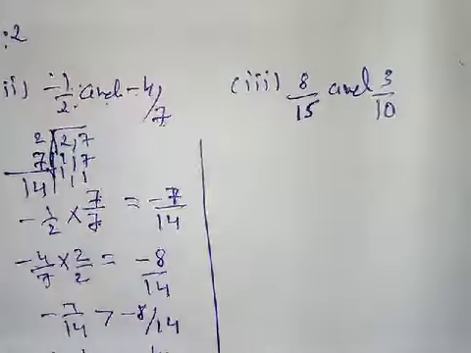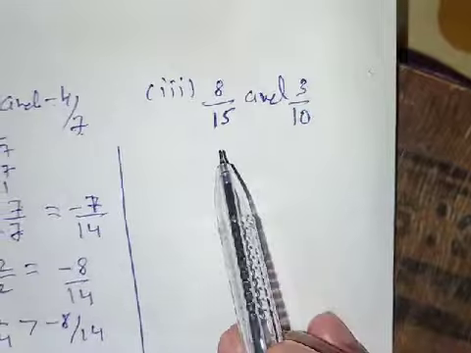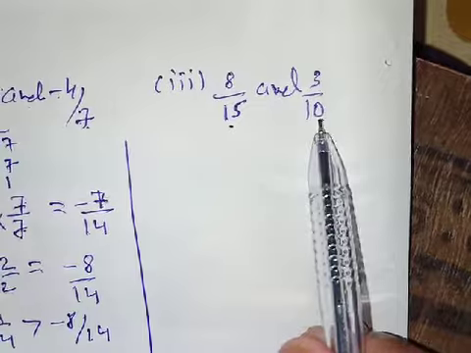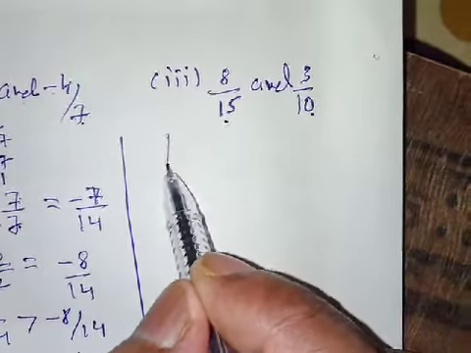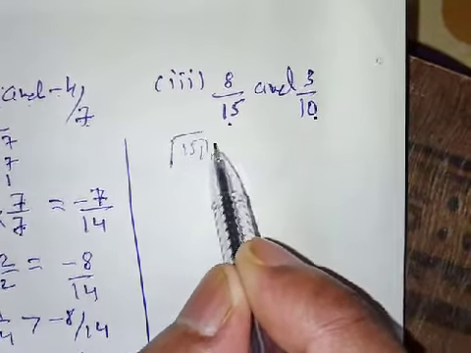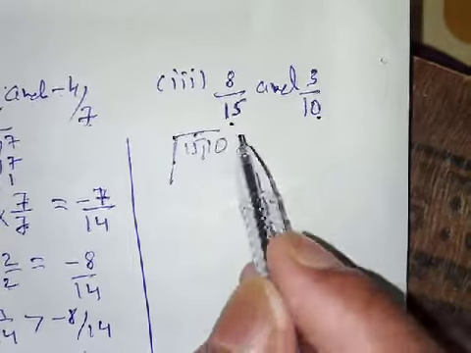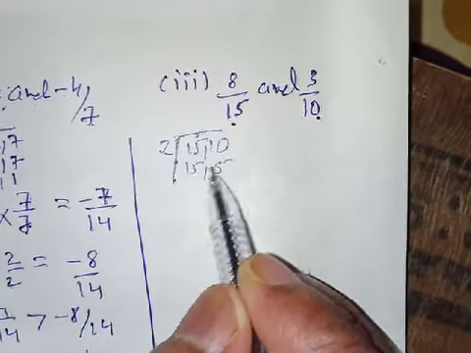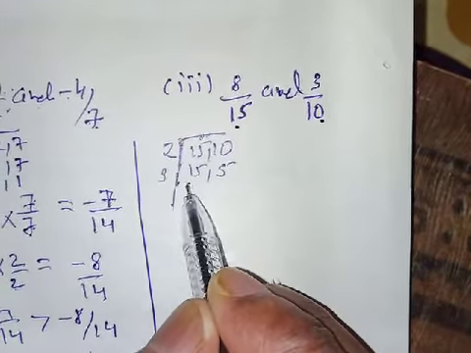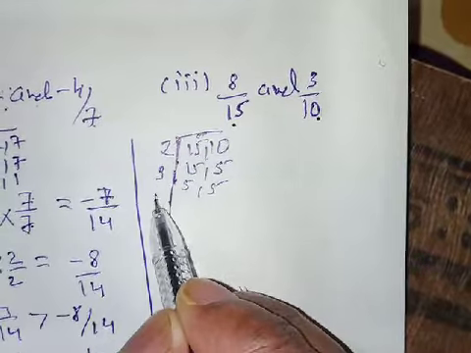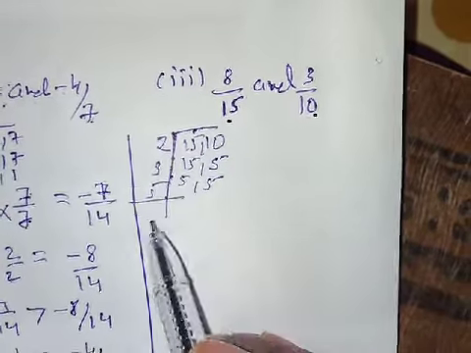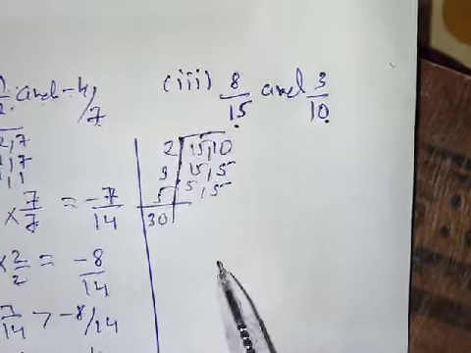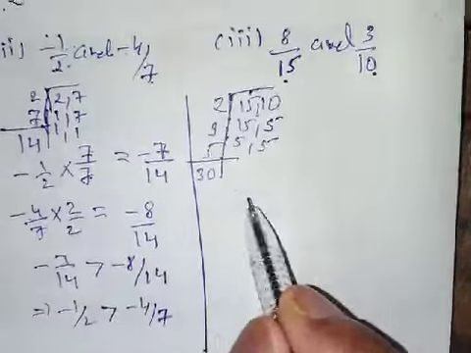Let's see here. What are the denominators? 15 and 10. If you want to compare, we have to make the denominator equal. So for that, we have to take the LCM of 15 and 10. What is the LCM of 15 and 10? So we will take 2, so 15 and 5. If we take 3, then 5 and 5, then 5. So 5 3s are 15, 15 2s are 30. So we have to make the denominator 30.